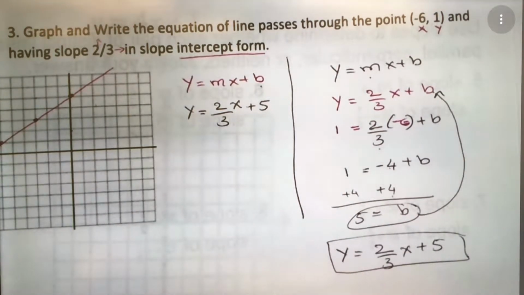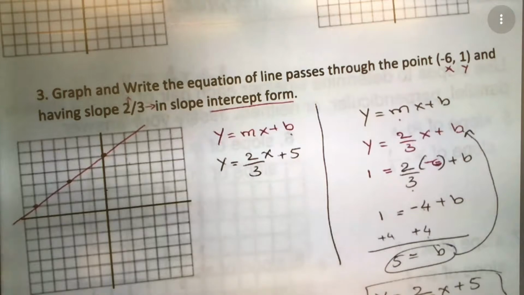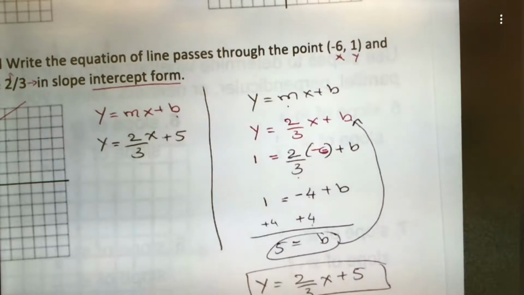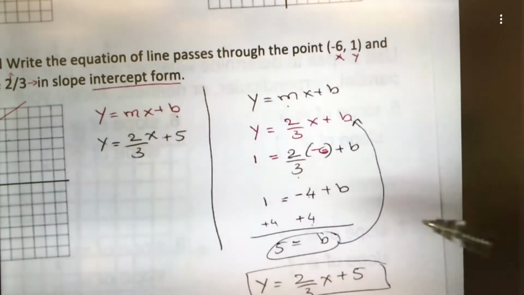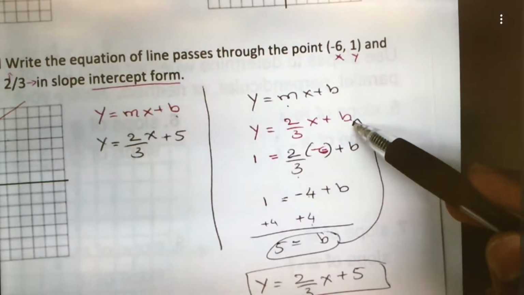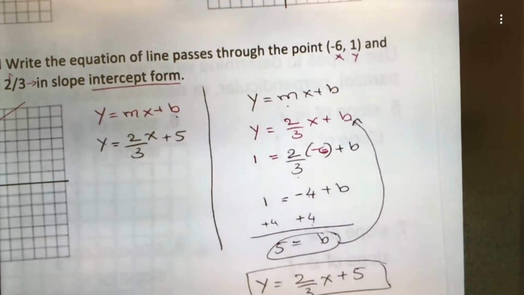So I have shown you two different methods. One is the graphical method: draw the graph, identify the information we need, then write the equation. Second is the algebraic method: write the formula y equals mx plus b, plug in what you know, use the point for x and y, and solve for the unknown value b. Once you have b, replace it with the value you got after solving. So the equation of the line is y equals 2/3 x plus 5.